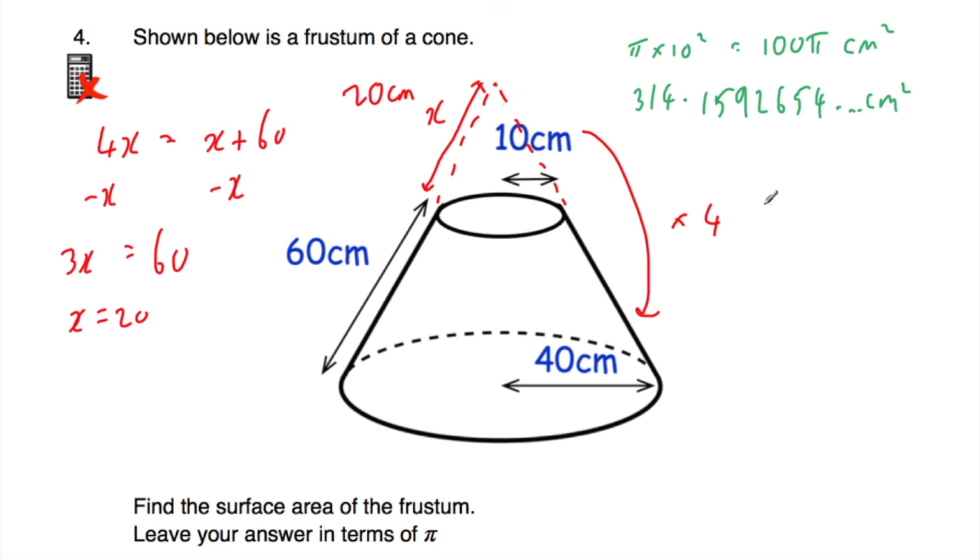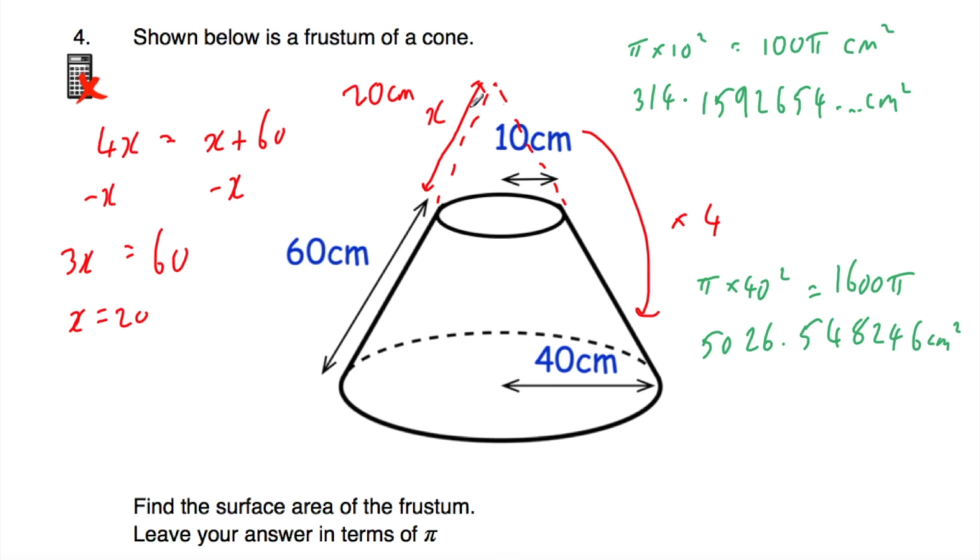For the area of the base of the frustum, we're going to do pi times 40 squared. So it's going to be pi times 40 squared, and that's equal to 1600 pi, or as a decimal number 5026.548246 centimeters squared. So that's the area of the circle at the base of the frustum. Now we just need to work out the area of the curved face.